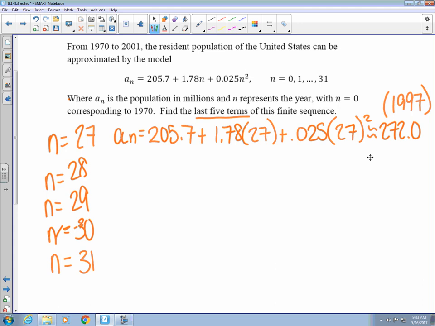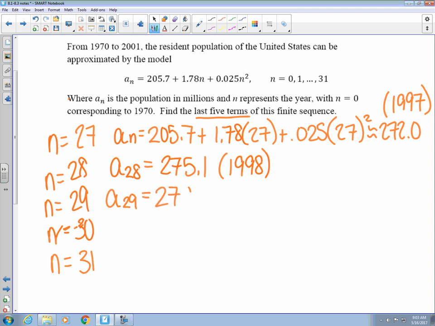Seeing what it looks like plugged into 1, I'll just give you the answers for the rest instead of showing the work, but you're just going to be plugging in 28, 29, 30, and 31 the same way that we plugged in 27. So a sub 28 is going to approximate to 275.1 million. That's in 1998. a sub 29 is 278.3 million people, approximated for 1999.